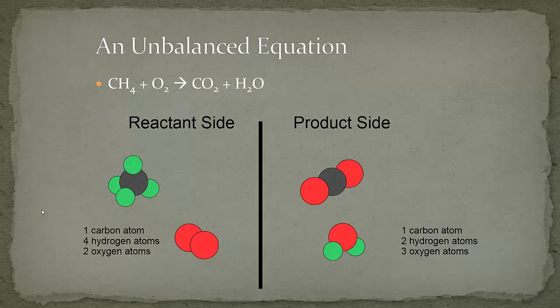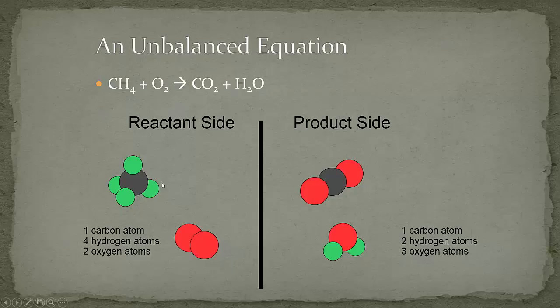Let us have an example of an unbalanced equation. CH4 plus O2, which yields CO2 plus H2O. As we can see on the reactant side, we have 1 carbon atom, 4 hydrogen atoms, 2 oxygen atoms. On the product side, we have 1 carbon atom, 2 hydrogen atoms, and 2 plus 1 equals 3 oxygen atoms.